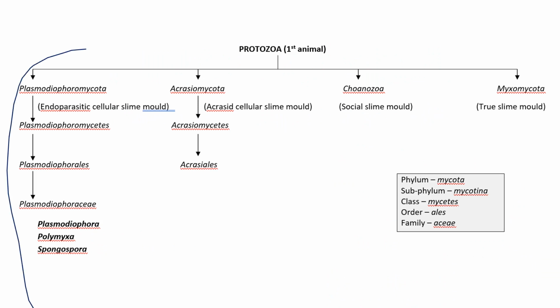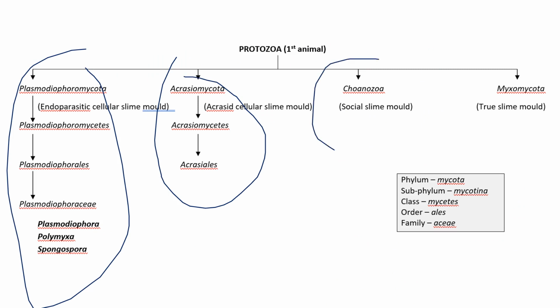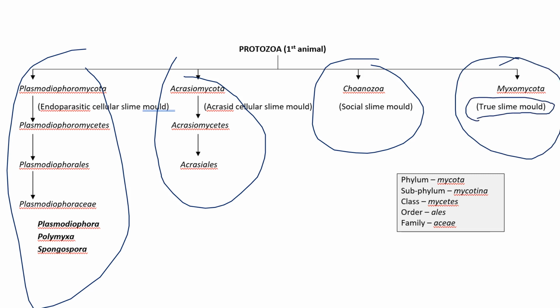Plasmodiophoromycota was already finished in the previous lectures, including Acrasiomycota and Dictyosteliomycota, and the last one is Myxomycota. This Myxomycota is generally known as true slime molds.